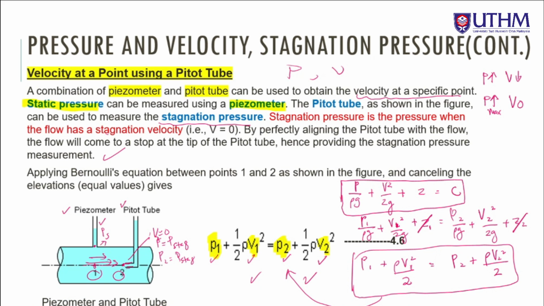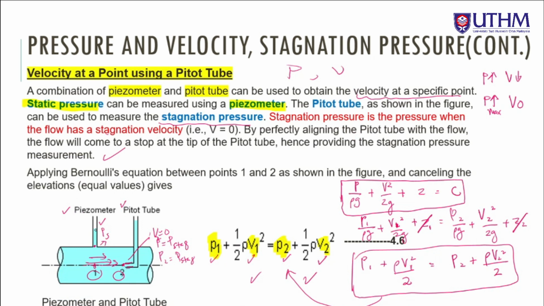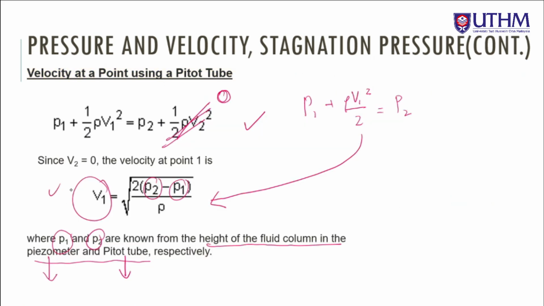The flow, how fast it is moving in these pipes. And then the values of P1 and P2 are actually known from the height of the fluid column in the piezometer and pitot tube. P1 we get from the piezometer, from the P static, and then the pitot tube gives P2 here. So this height we can get for P1, this we can get for P2, and we can get the value of velocity V1.